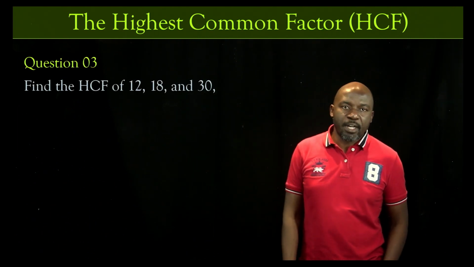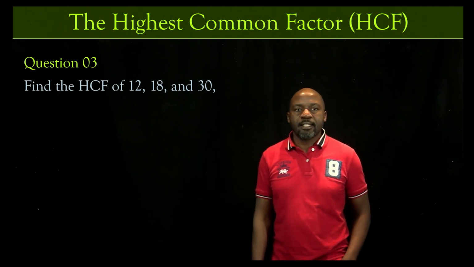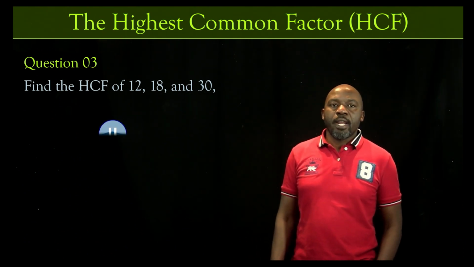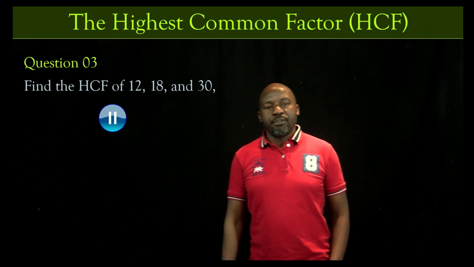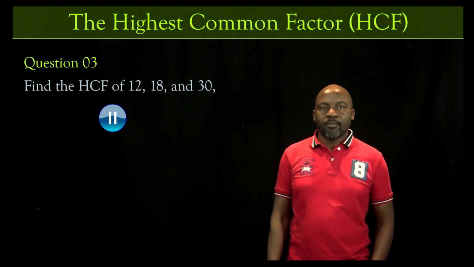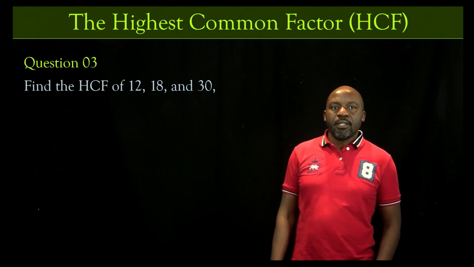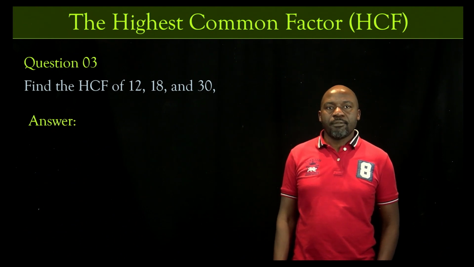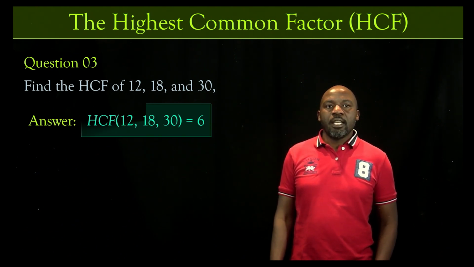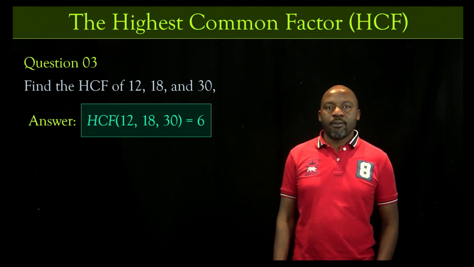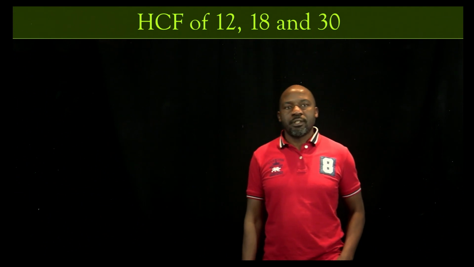Find the highest common factor of 12, 18, and 30. And in the same way, okay, pause the video and try it out. If you've done this correctly, you should find that the HCF of 12, 18, and 30 is 6. Okay, how did we get that? Let's see if you did the same.